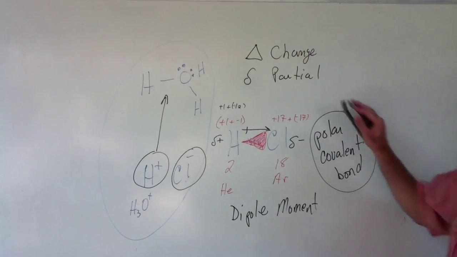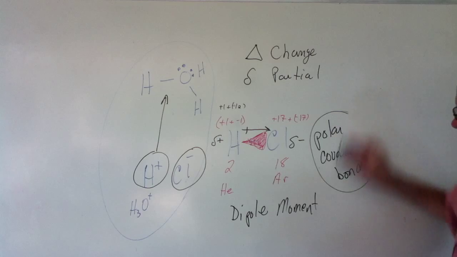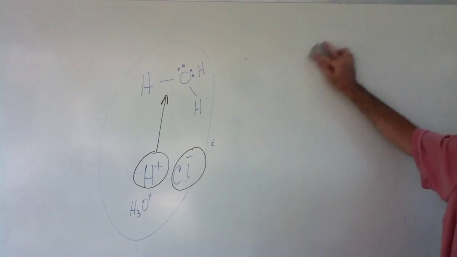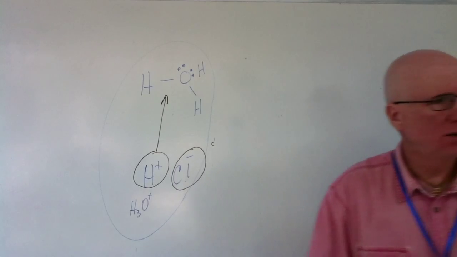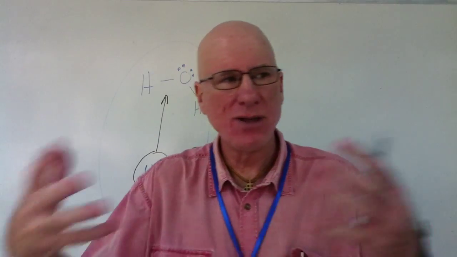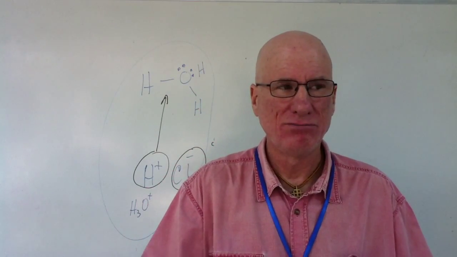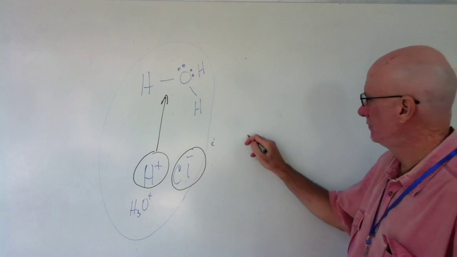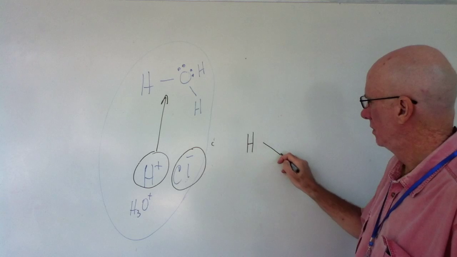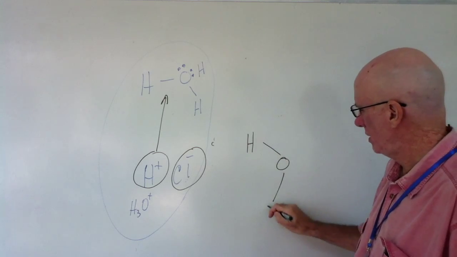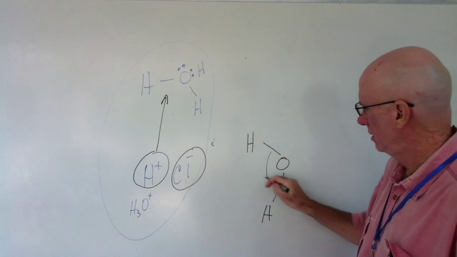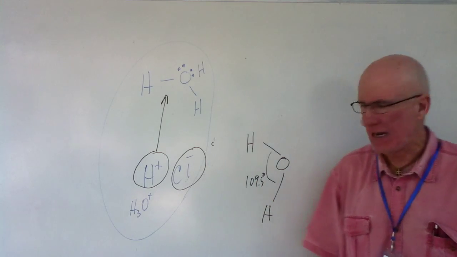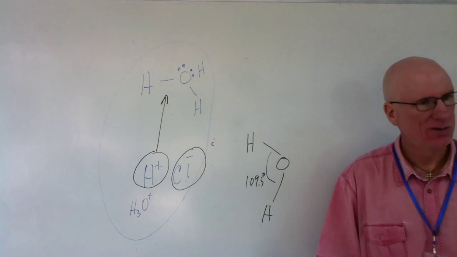Okay, so can I erase this? Okay, I want to erase this. Because I want to now turn our attention to this: you have a polar bond, but how can you have a polar molecule? Make sense? Okay, so what happens is this. This is what water looks like. That's 109.5-ish, that angle, okay, ish, okay.